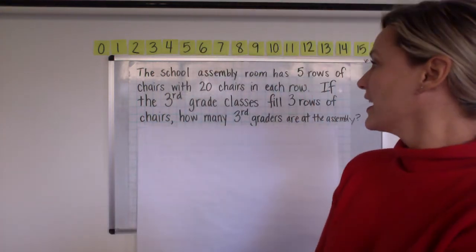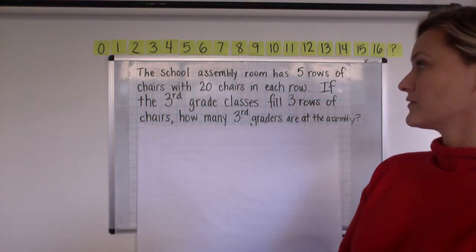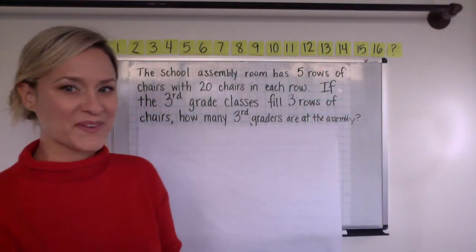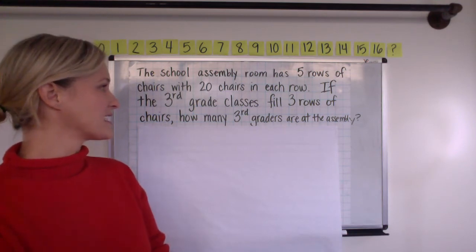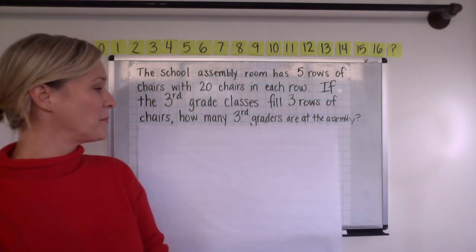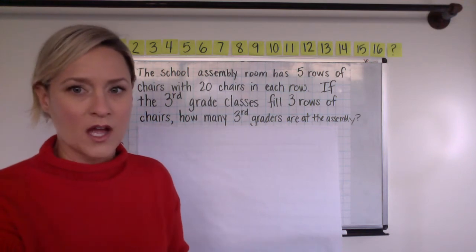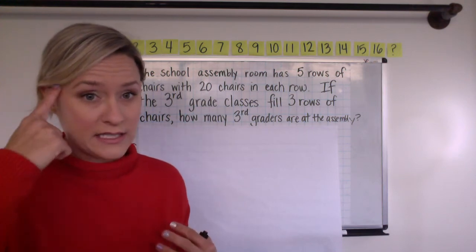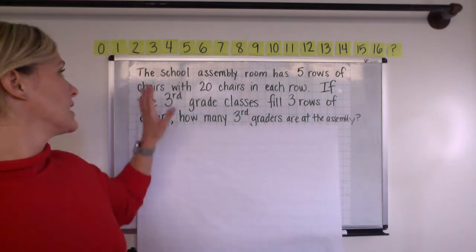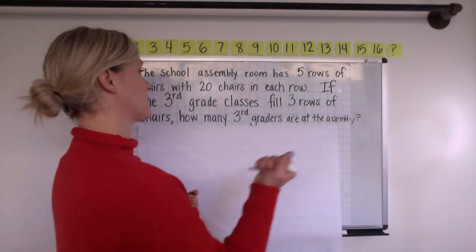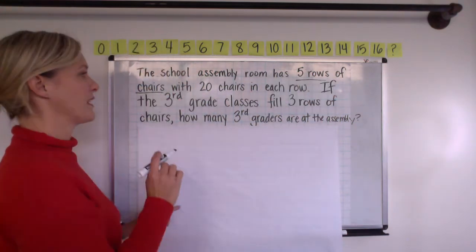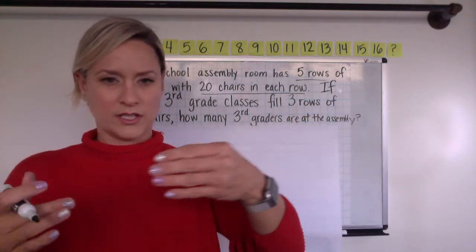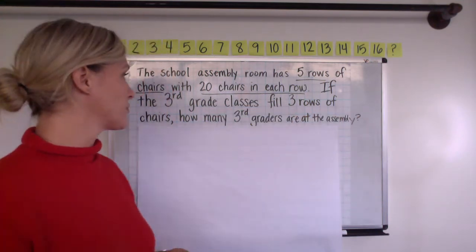Here we go. The school assembly room has 5 rows of chairs with 20 chairs in each row. If the 3rd grade classes fill 3 rows of chairs, how many 3rd graders are at the assembly? All right, so we have to really think about the story, right? It's always important to have the picture in your mind. So the school assembly room has 5 rows of chairs with 20 chairs in each row. Okay, so imagine 5 rows, 1, 2, 3, 4, 5, 20 chairs in each row.